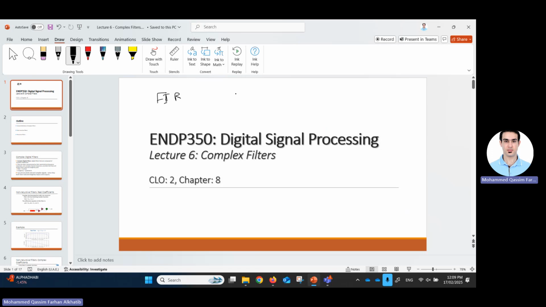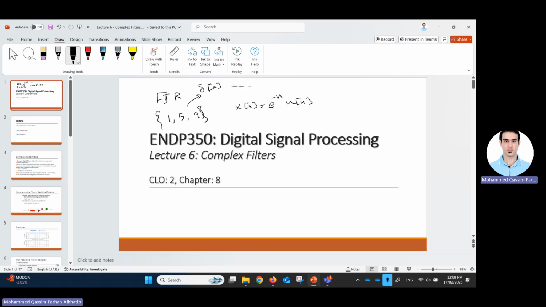IIR filters usually are expressed with a certain expression like x of n equal e to the power negative n u of n, for example. So that's an example of an IIR filter. A FIR filter could be represented by having this set of coefficients. Another representation of FIR filters is a summation of shifted deltas and so on.